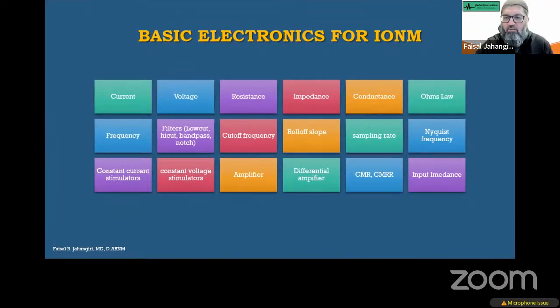The main topics we should cover, or at least understand, are listed here: current, voltage, resistance, impedance, conductance, Ohm's law, frequency, what the filters are, and the effect of filters, because all these will affect something we cannot change, but there are many things that we can change, and those will affect our data acquisition. We want to have better signal acquisition and better recording. Then sampling rate, Nyquist frequency, constant current stimulation versus constant voltage stimulation, and what the differential amplifier is and its function.